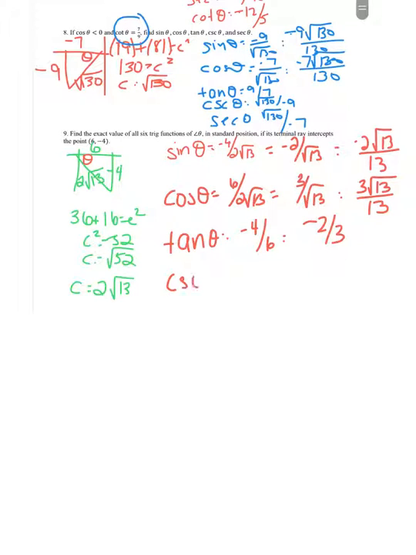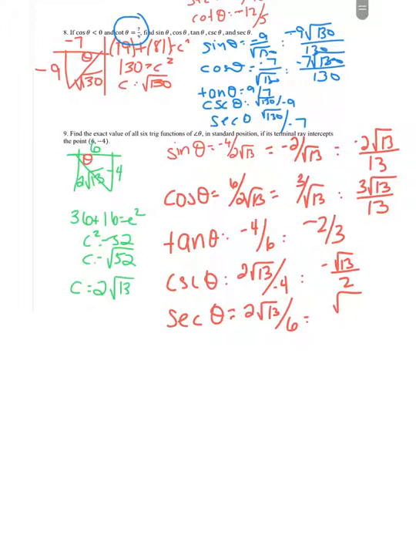The cosecant of theta is hypotenuse over opposite. So this is negative square root of 13 divided by 2. Secant, hypotenuse over adjacent. So hypotenuse over the adjacent becomes the square root of 13 over 3. And then the cotangent is a nice one. Cotangent is adjacent over opposite. Adjacent is 6 divided by the opposite is -4, becomes -3 over 2.